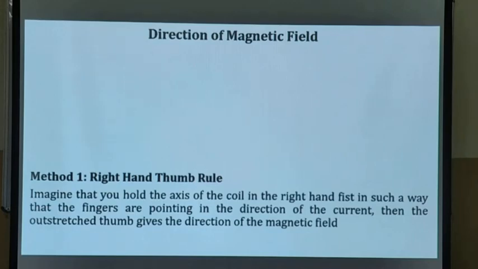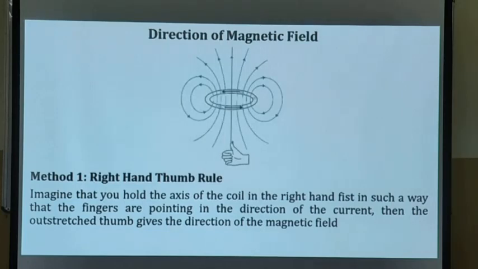Now let us make the statement like this. Imagine that you hold the axis of the coil in the right hand fist in such a way that the fingers are pointing in the direction of the current. Then outstretched thumb gives the direction of the magnetic field. I am certain that, my dear friends, here you would have gotten confused by this long statement. Now let's go ahead and take a look at the same statement diagrammatically.